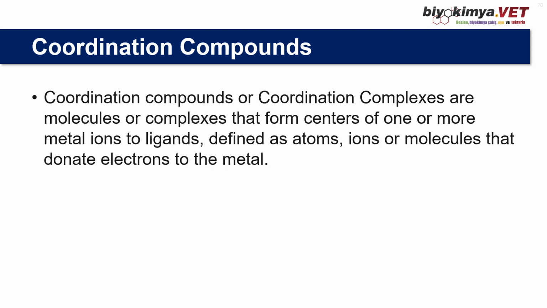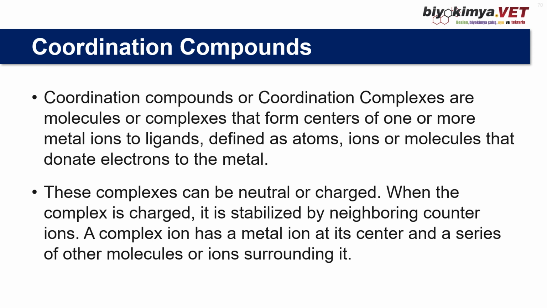Coordination compounds or coordination complexes are molecules or complexes that form around centers of one or more metal ions bound to ligands, defined as atoms, ions, or molecules that donate electrons to the metal. In other words, in complex structures, a metal ion acting as an electron acceptor is located in the center, while an electron donor, defined as a ligand, is attached to this central metal ion, and these structures are called metal complexes. And these complexes can be neutral or charged. When the complex is charged, it is stabilized by neighboring counter ions.